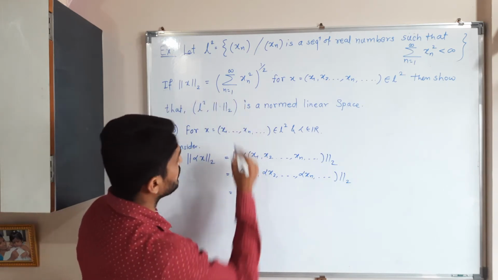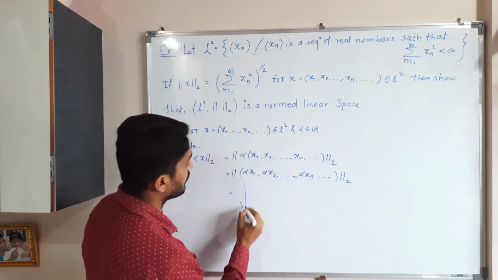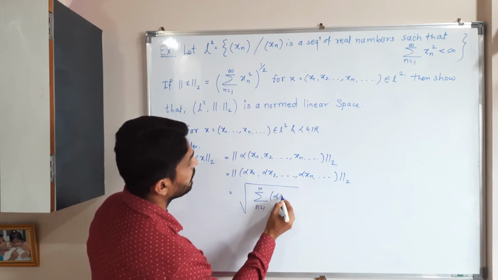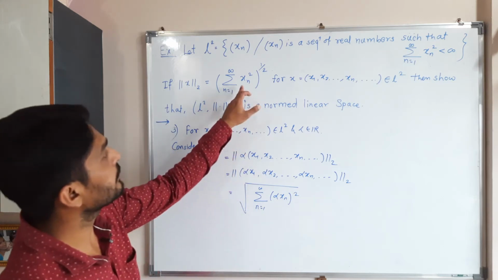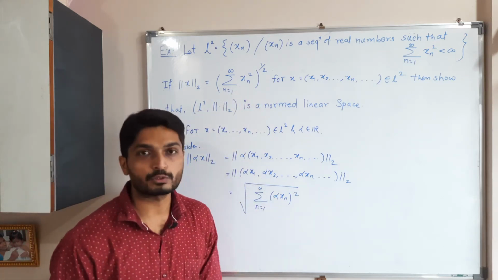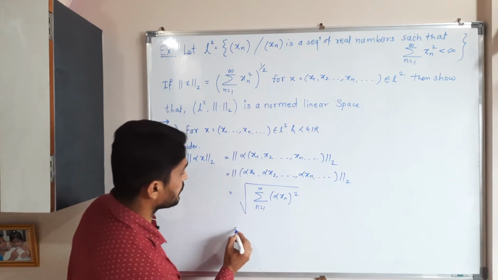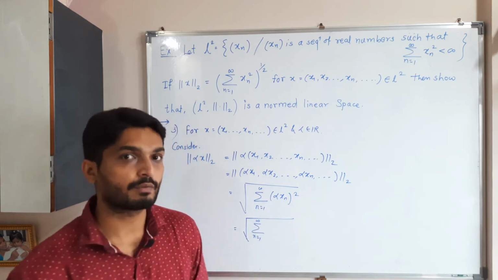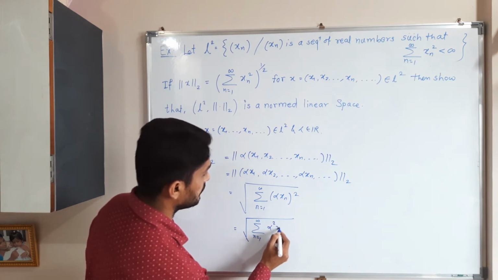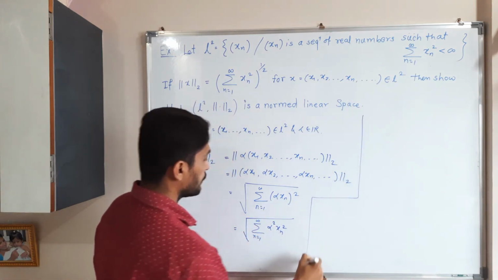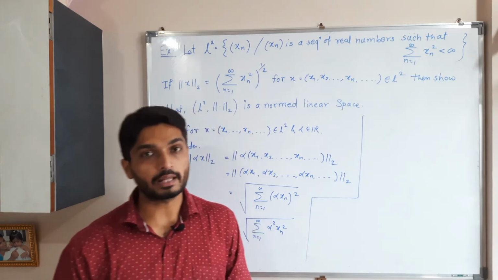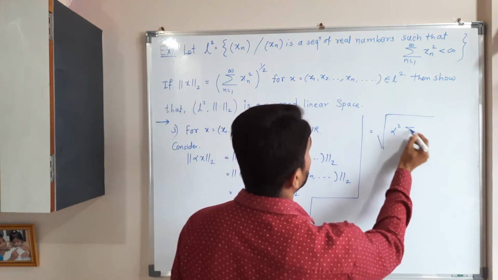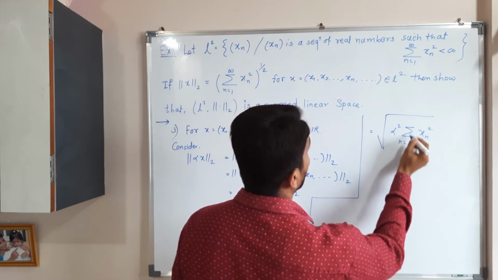Okay, so because of that, I can write this definition: raised to 1 by 2 means square root, summation n running from 1 to infinity, alpha xn square. Here we have simply xn, but here we have alpha x1, alpha x2, so I am supposed to write alpha xn square. So this is equal to square root of summation n running from 1 to infinity. Since multiplication is there inside the square, we can take separate squares: alpha square xn square. See what will happen, alpha square is independent of n, so it will come outside the summation. So, square root of alpha square summation xn square, n running from 1 to infinity.